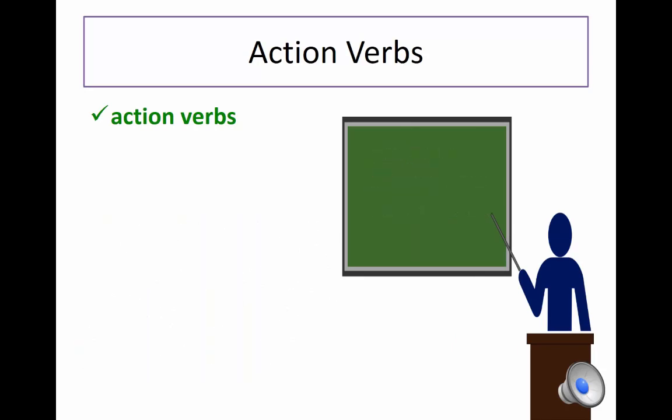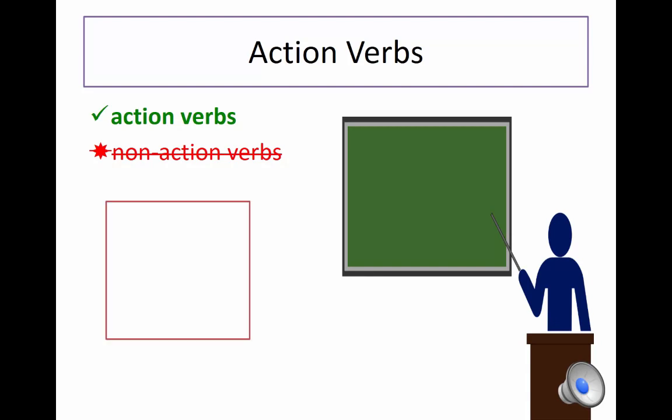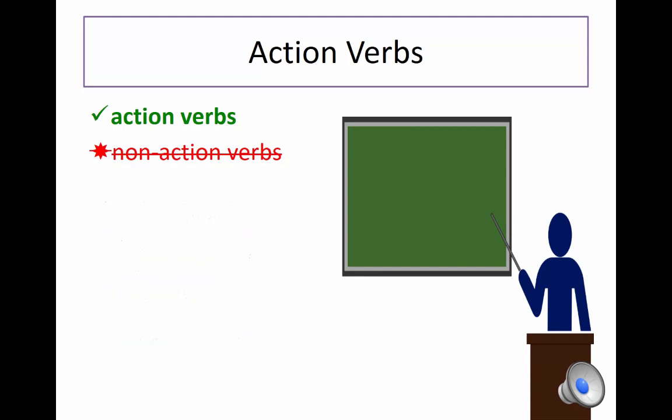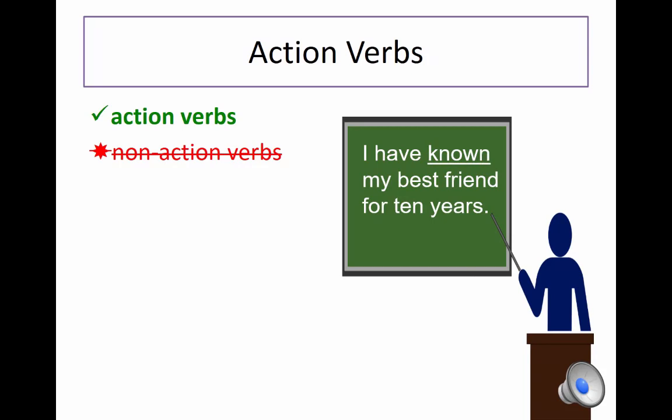However, we cannot use non-action verbs, also called verbs of state. For example, we cannot say, I have been knowing my best friend for 10 years. That sounds terrible. Instead, we would say, I have known my best friend for 10 years, using the present perfect, not the present perfect progressive.